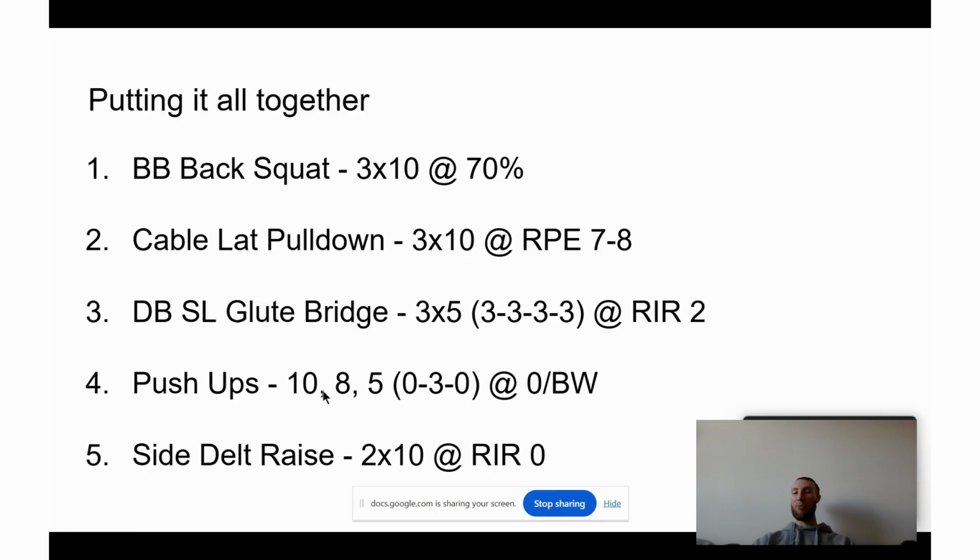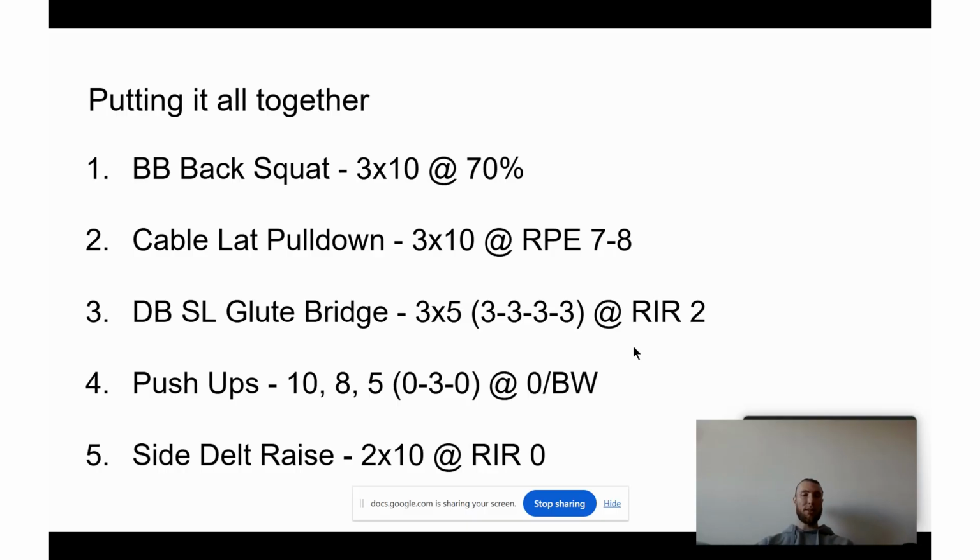For push-ups, we got a 10-8-5, meaning first set we do 10 reps, second set 8 reps, third set 5 reps, and we're going to pause for 3 seconds at the bottom on each rep, and we're going to do it at 0 pounds, or sometimes you'll see BW, meaning body weight for the load. The last one, for the side delt raise, we're going to do 2 sets of 10 at an RIR 0, which basically means go till failure. Go until you literally can't do any more reps. That would be that prescription.